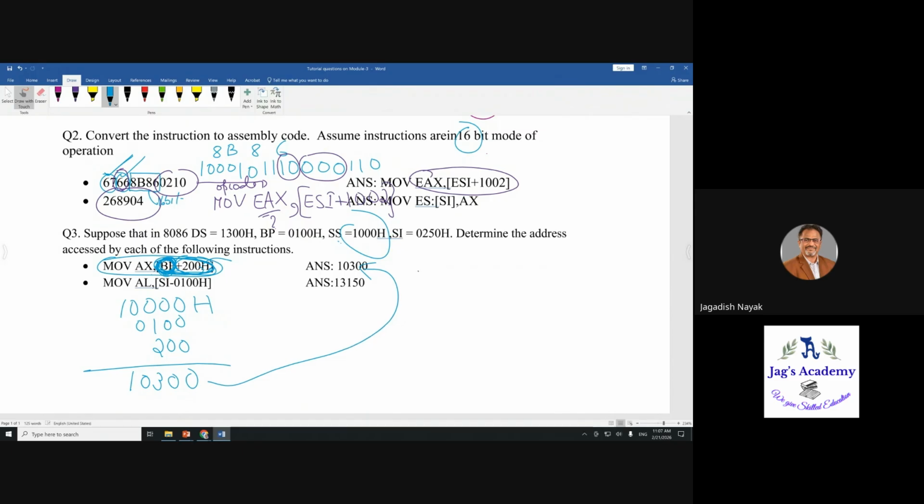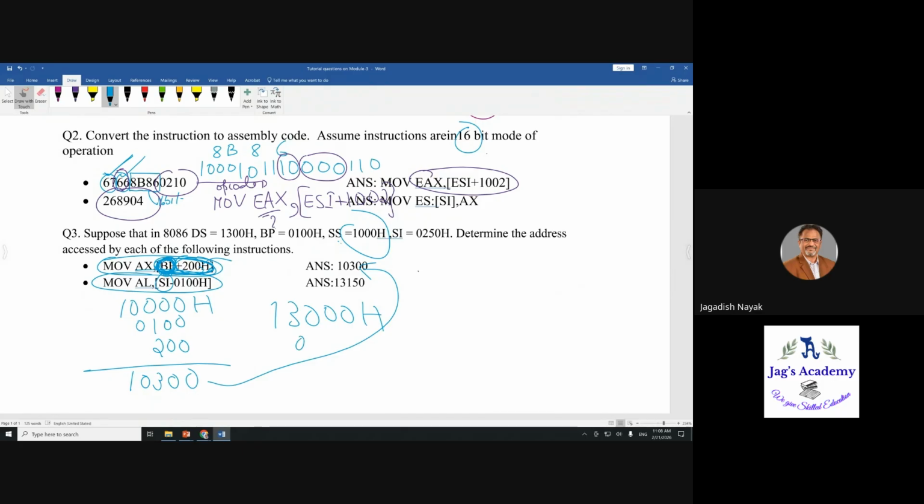Now, can you find out for this one? Now it is SI. SI is actually the default offset register for the data segment, right? So now this will be 13000H. Okay. Now SI. What is SI?